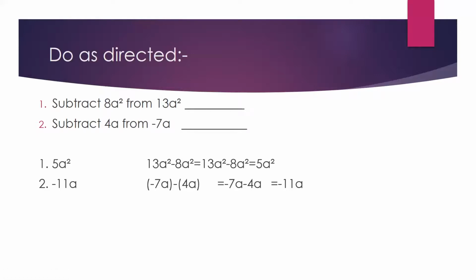-7 - 4 is -11, +7 + 4 is +11. Meeram, give me the answer. -2 - 2 is -4, +2 + 2 is +4. Yes, just remember these things.